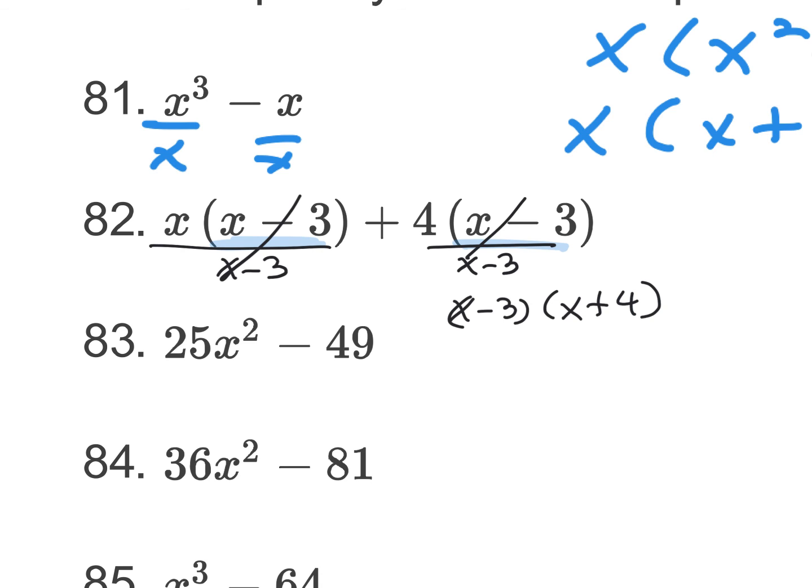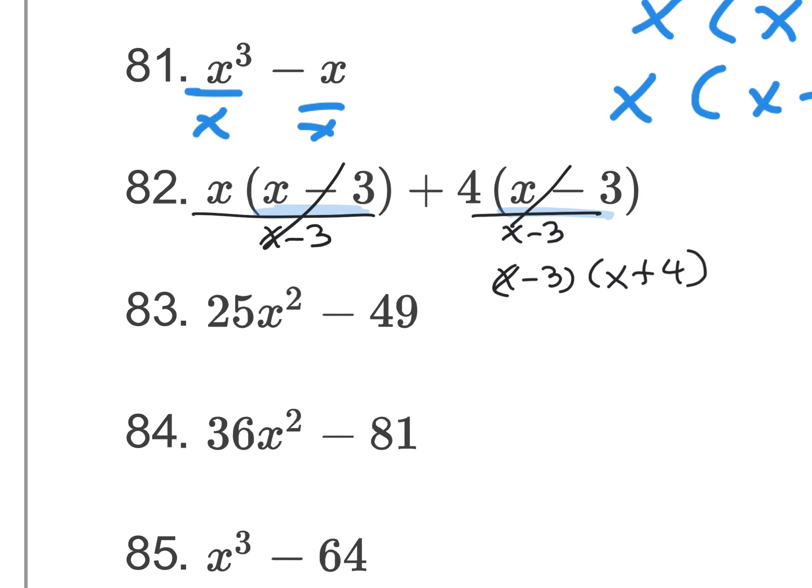Now 83, this is the difference of two perfect squares. So here, if you can recognize that 25x squared is a perfect square, so is 49, all you need to do is square root this, and set up your two binomials. And then one will get a plus sign, one gets a minus. So the square root of 25x squared is 5x. Write that right here. And then the square root of 49 is 7.